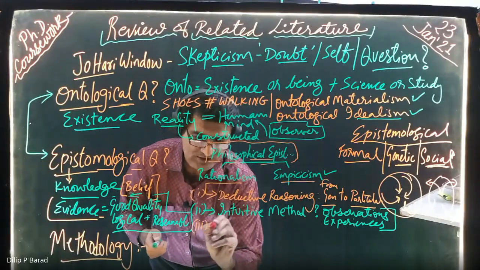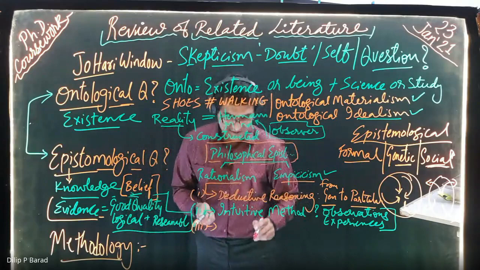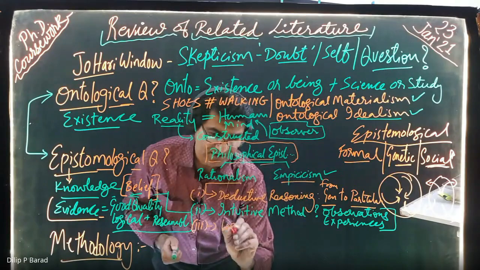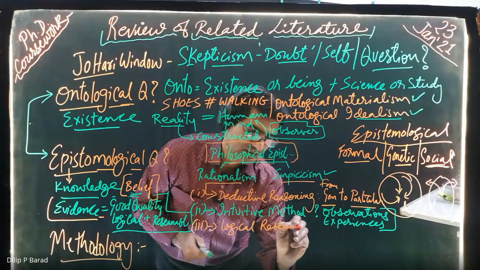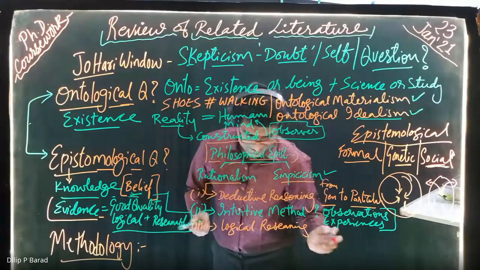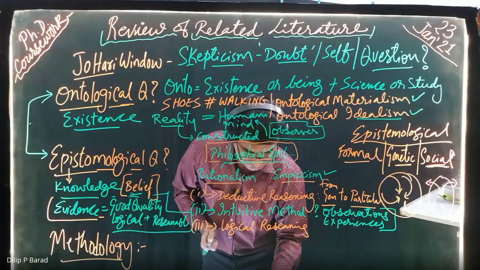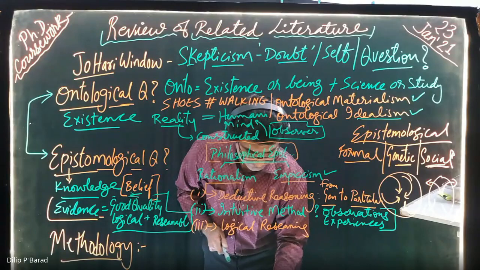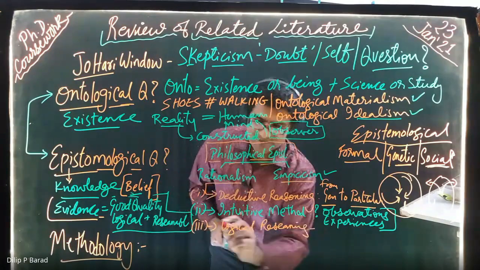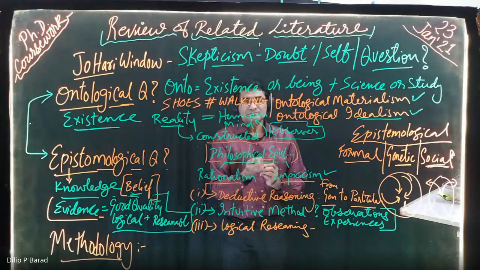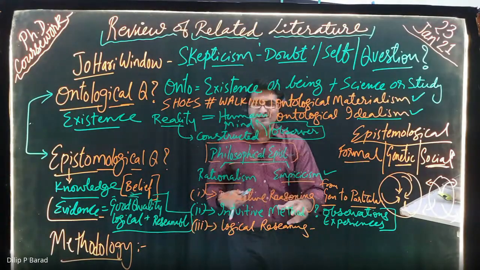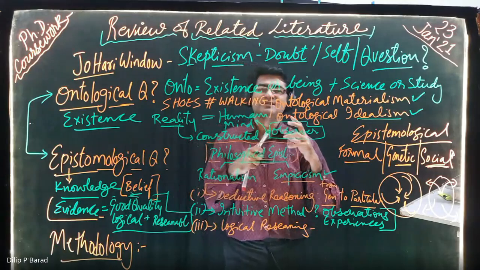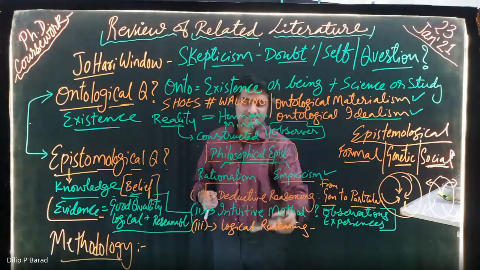And the third way of doing this rationalism is logical reasoning. Okay? In this logical reasoning, whatever the mind accepts, that is truth. Whatever the mind accepts, that is truth. That is how this is working.